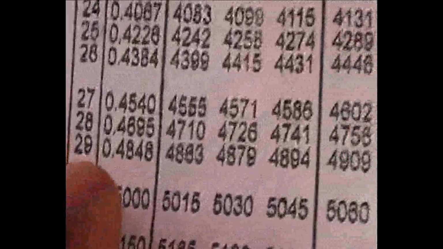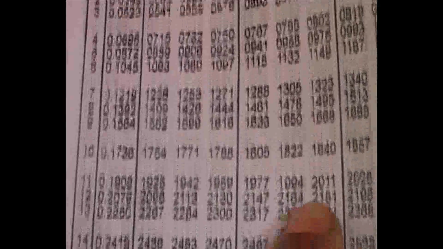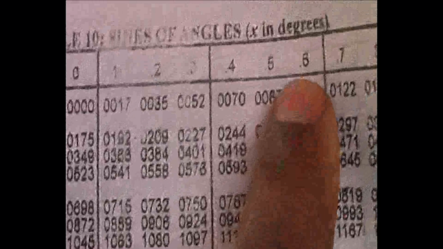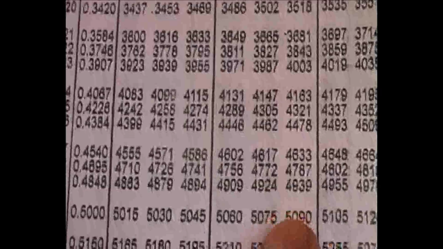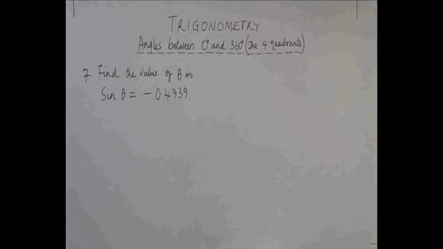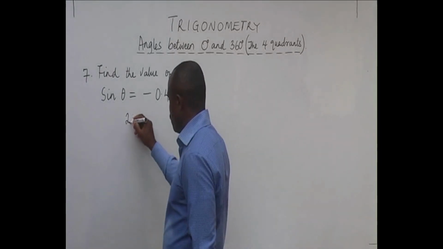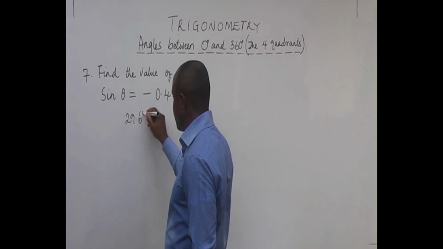Horizontally, look at it, 4939. Horizontally, it is on 29. Vertically, it is on 0.6. So the angle we are picking there now is 29.6. All right. So the value we have there is 29.6 degrees.